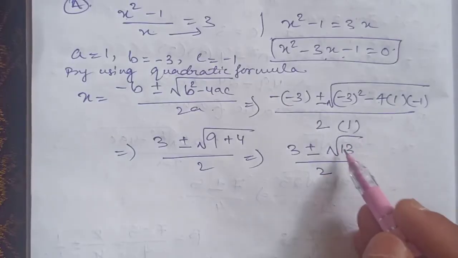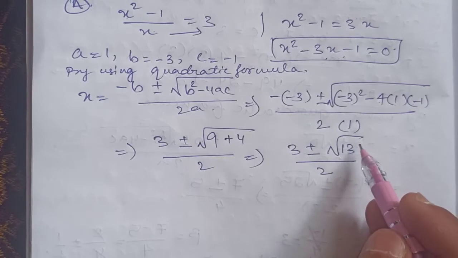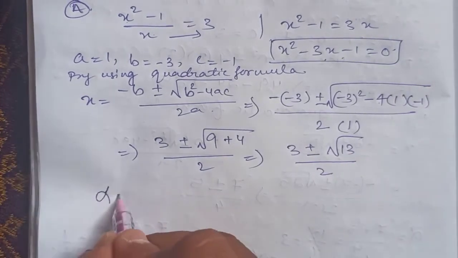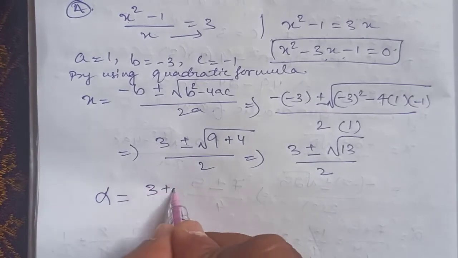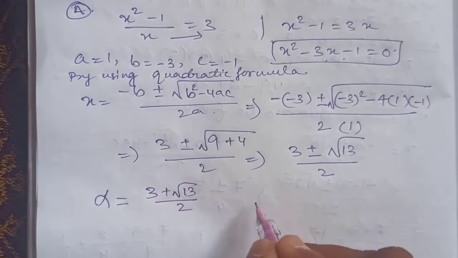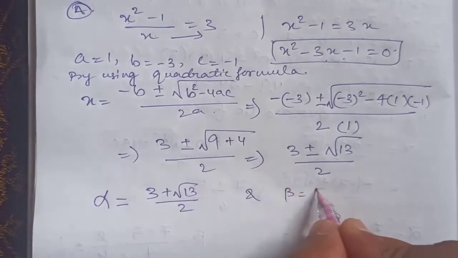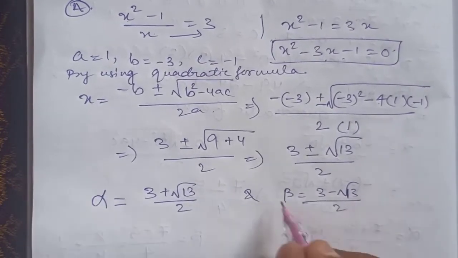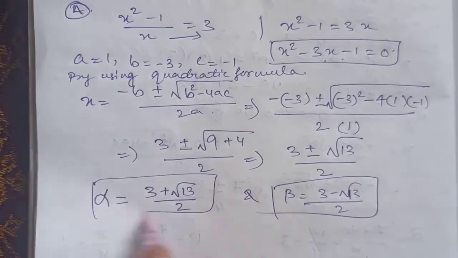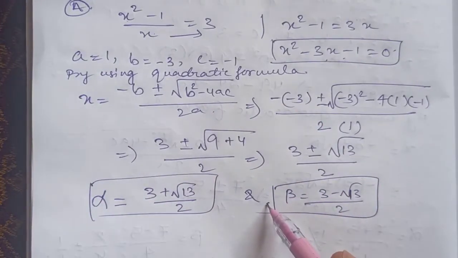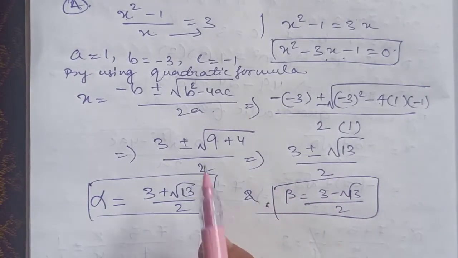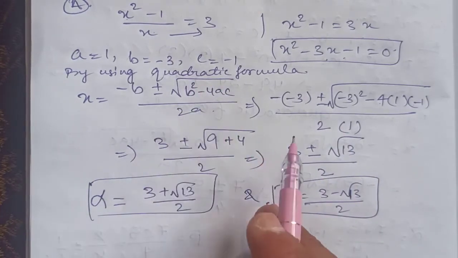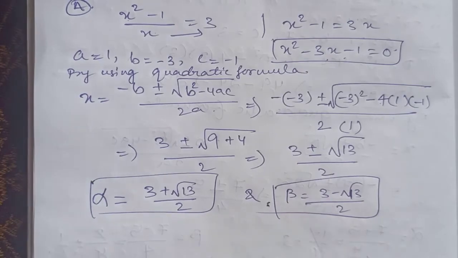Is there any square root for 13? No, it will give us decimal value, so better you keep it root 13 as it is. So that means alpha is 3 plus root 13 by 2 and beta is 3 minus root 13 by 2. Okay, these are the two roots of the above equation. Getting? In this way you can easily find out the value of x by using quadratic formula for any equation. Okay, next bit.